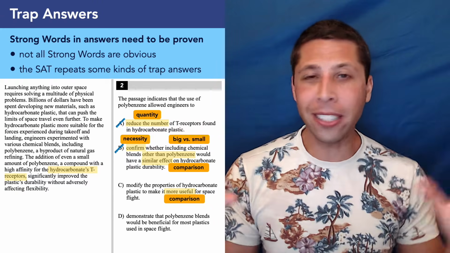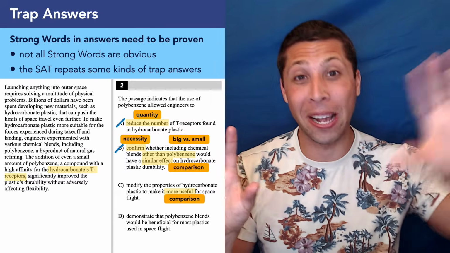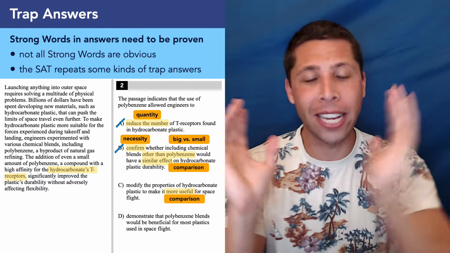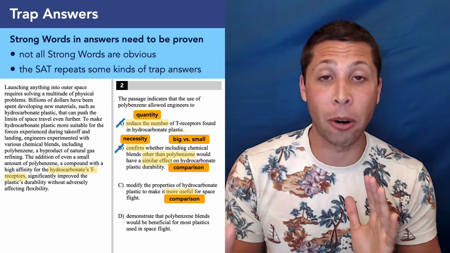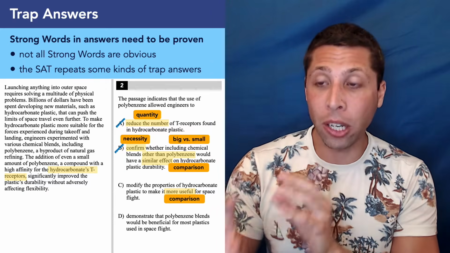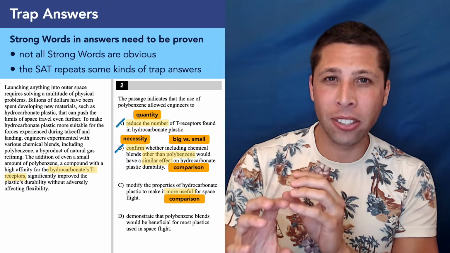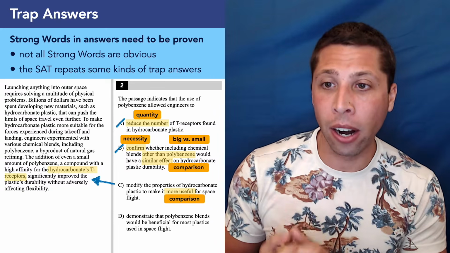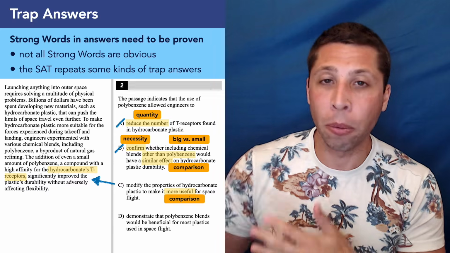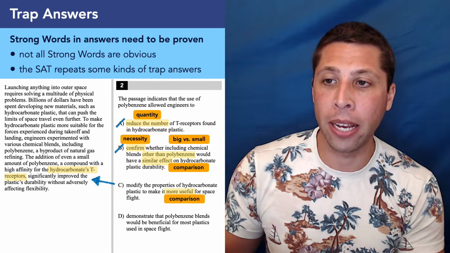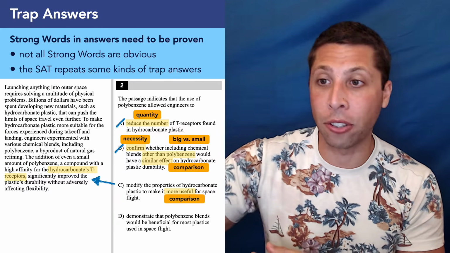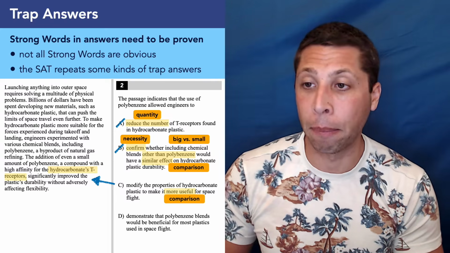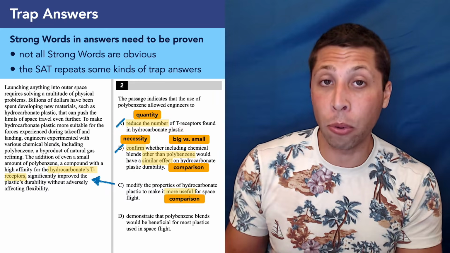Sometimes if I'm really stuck between two answer choices and one of them has like a trap word, I will eliminate it and pick the other one. But that's me just taking a smart guess. In a case like this, I want to go in and see, this is a comparison, but is it one that I can prove? It does sound like at the end there, we are using the hydrocarbonate or the polybenzene to make the hydrocarbonate improved in certain ways, its durability without affecting its flexibility. So it does seem more useful in that way.